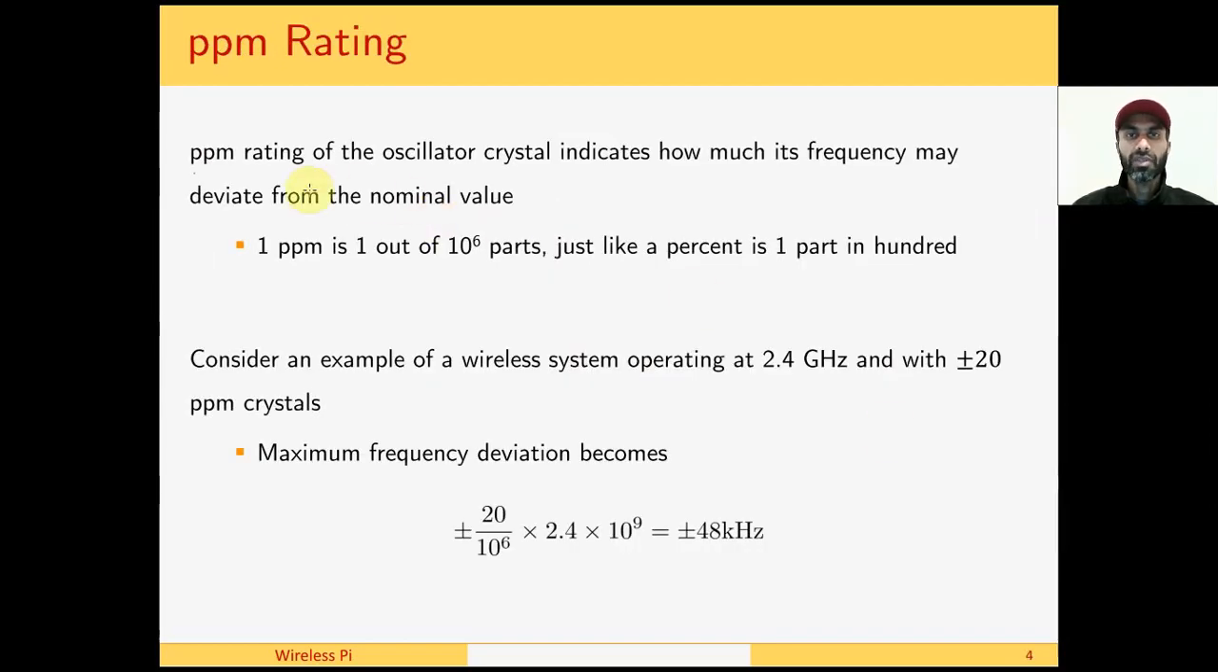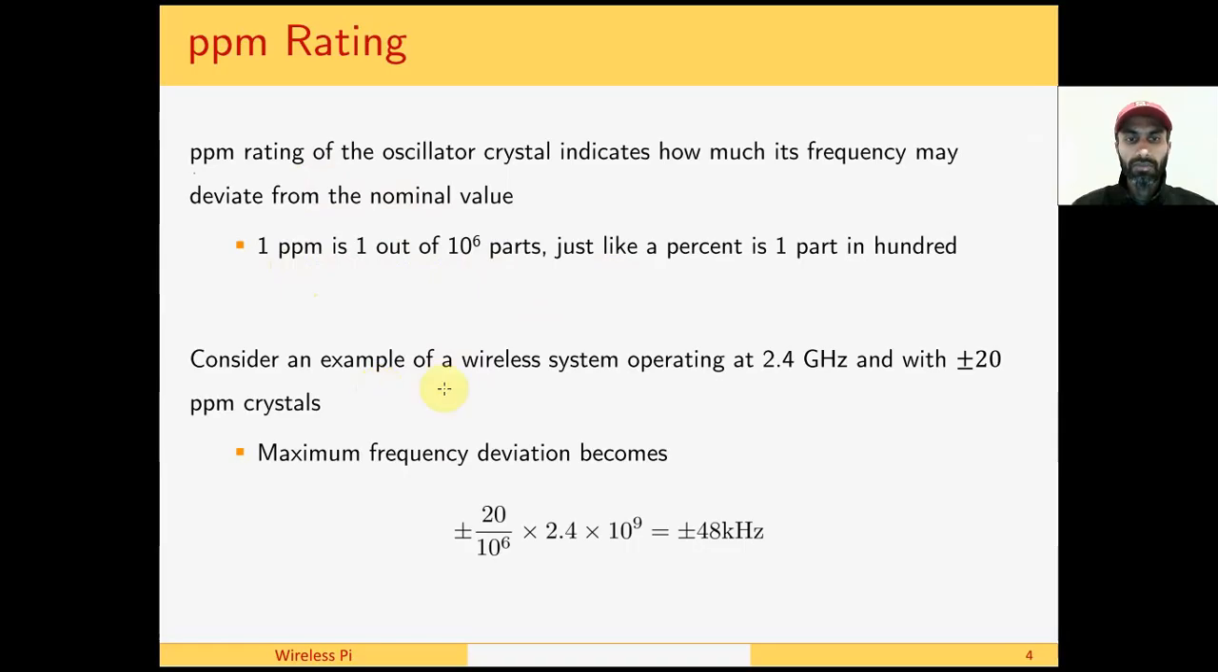But before that, we need to know what a ppm rating is, that is usually mentioned with the crystal specifications. Basically, it indicates how much the frequency will deviate from the nominal value. ppm, as the name says, is parts per million, is 1 out of 10 raised to power 6 parts, just like 1% is part in 100.